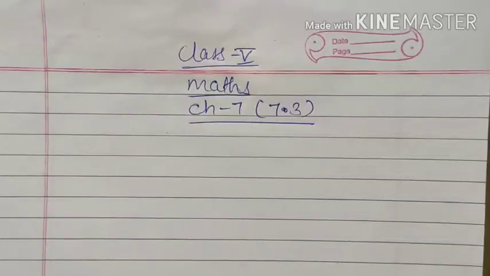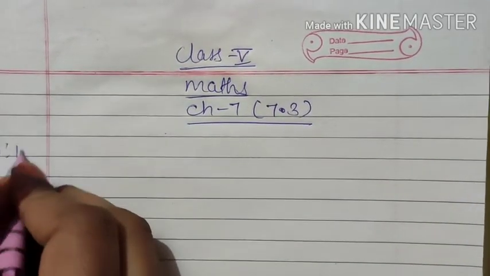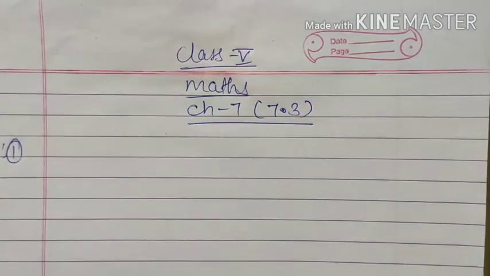So in 7th chapter we were learning about decimals, and in exercise 7.3 we will learn to compare the decimals. So in question number 1, two decimal numbers are given and we have to decide which is the smaller and which is the greater. That means we have to fill up the boxes with smaller than greater than symbol. So I will do any one for you.